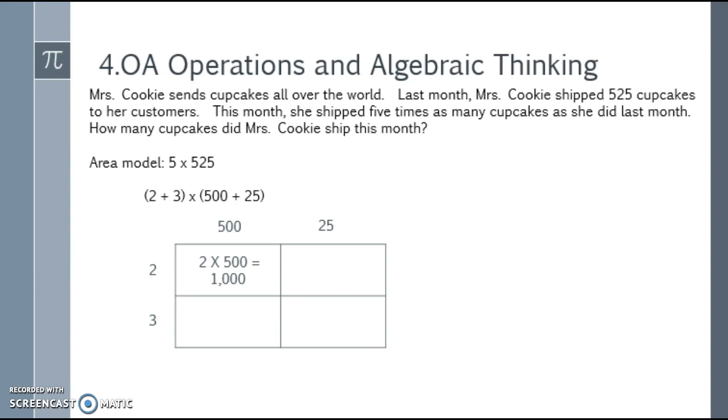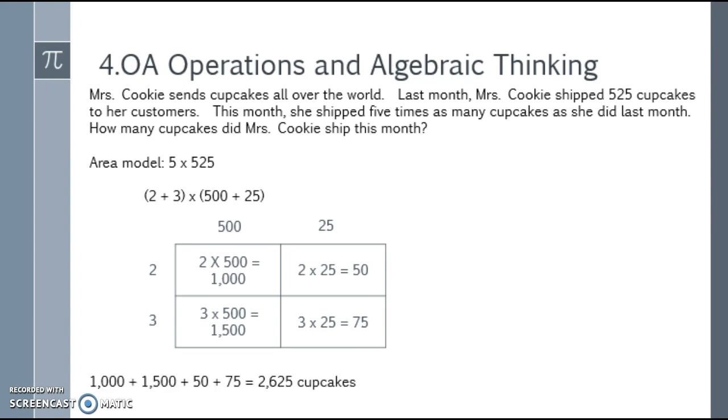So then in each box I can fill in 2 times 500 is 1,000, 2 times 25 is 50, 3 times 500 is 1,500, and 3 times 25 is 75. Adding all of these pieces together, 1,000 plus 1,500 plus 50 plus 75 gives me 2,625 cupcakes.